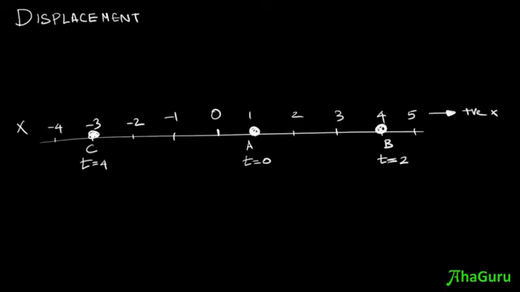Now we talk about the idea of displacement. Let us say that you have this positive x direction given, and this is the coordinate system. Let us say that there is a particle that was at x equals 1 at t equals 0. Let's call that A. And from there it moved to this point B, which is x equals 4 at t equals 2. So it has moved from this point to this point.